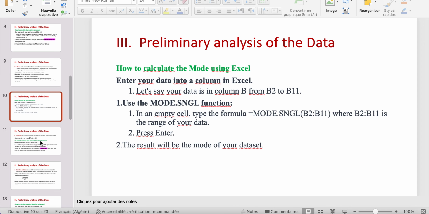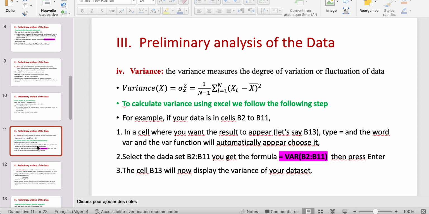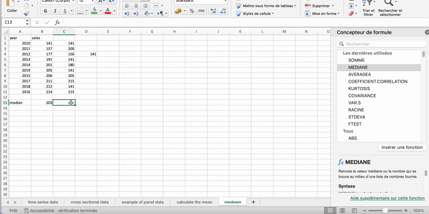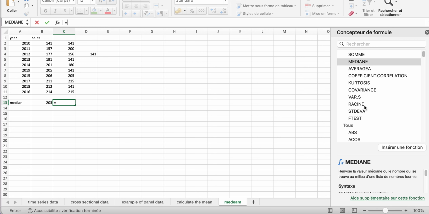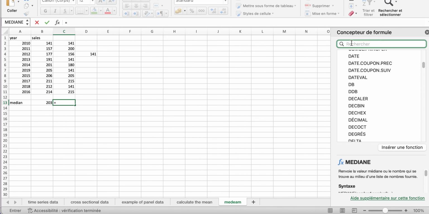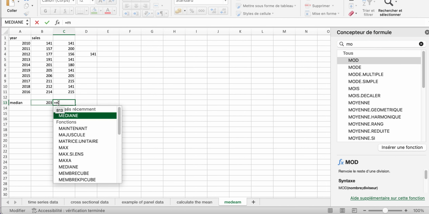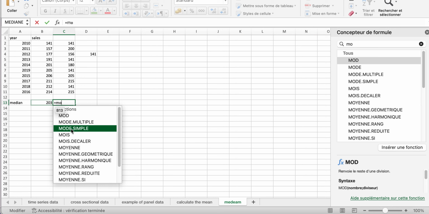Let's move to the... sorry, I didn't show you how to calculate the mode. If we go here, we type equal, then we go to function, and we try to find the mode here. We can just write MO, right here, look, MO. Here we have mode multiple or mode simple. So I choose, for example, this.